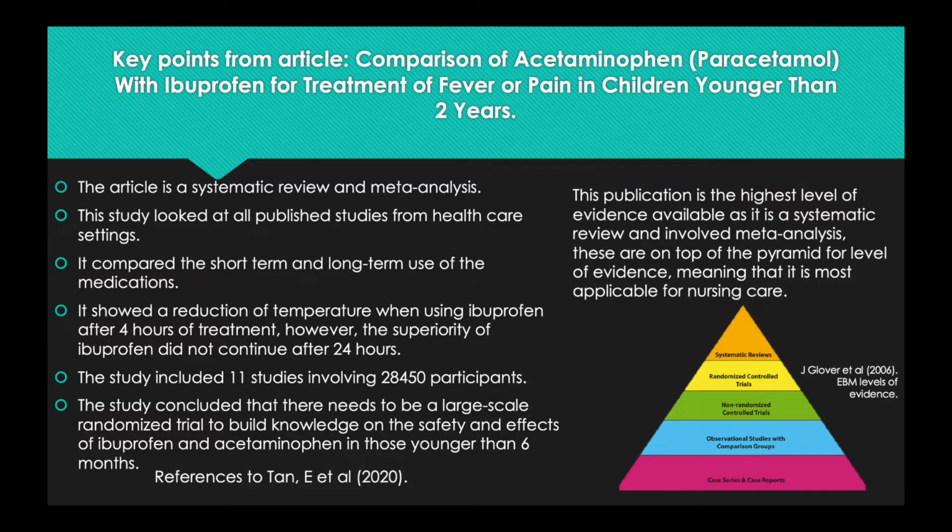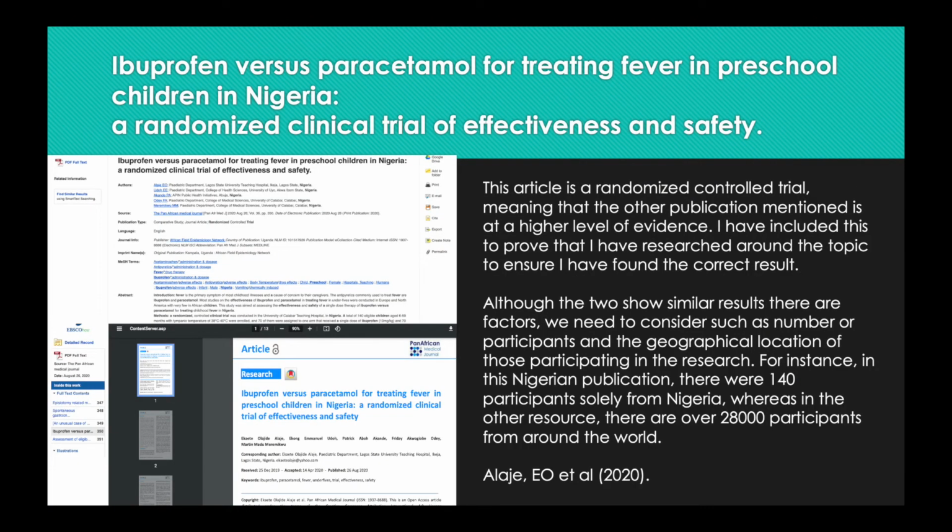This study is of greater significance as it involves a much larger group of research participants, including 11 studies involving 28,450 participants, whereas another search result titled Ibuprofen versus Paracetamol for Treating Fever in Preschool Children in Nigeria only included 140 participants, and it is a randomized control trial. This means that the publication is at a lower level of evidence than the systematic review and meta-analysis summarized previously.